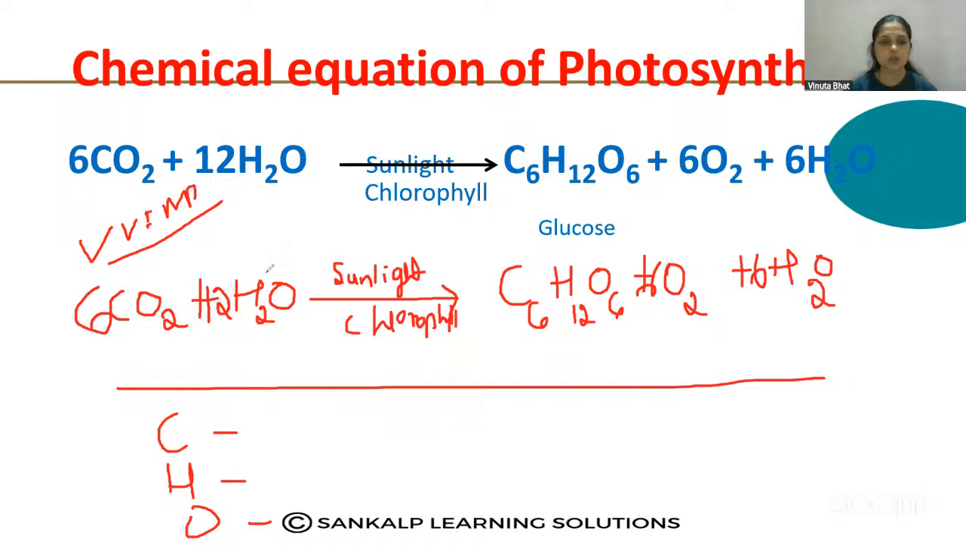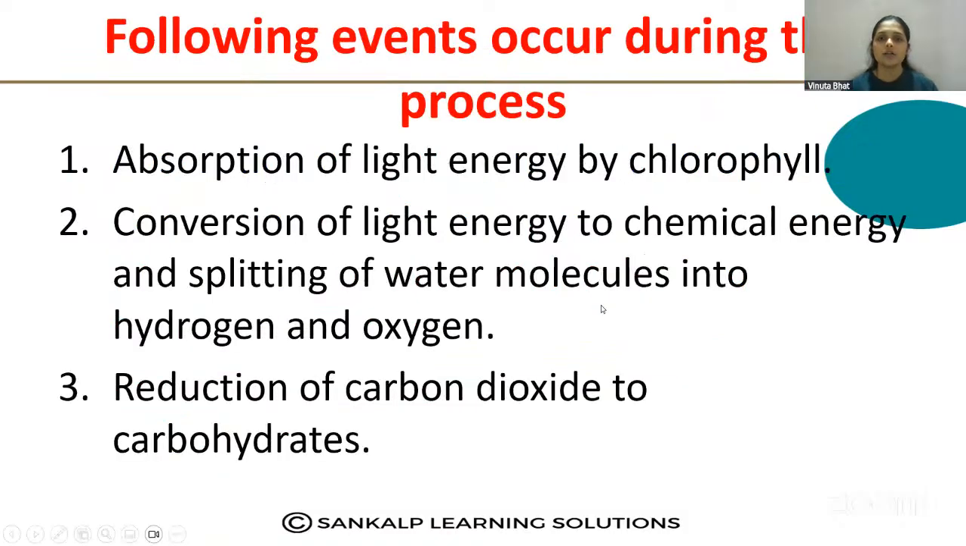Okay, so this is a very important reaction. So you have to write the balanced chemical equation of the photosynthesis process. So this is a 1 mark or 2 mark question. Very important. Practice this reaction. Okay. Then the following events occur during the process of photosynthesis.